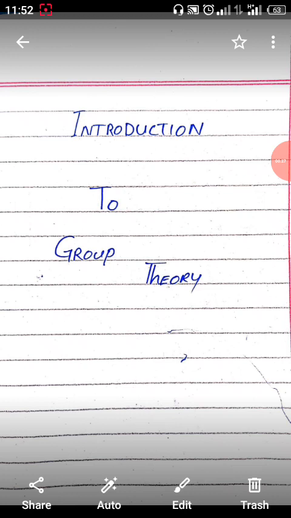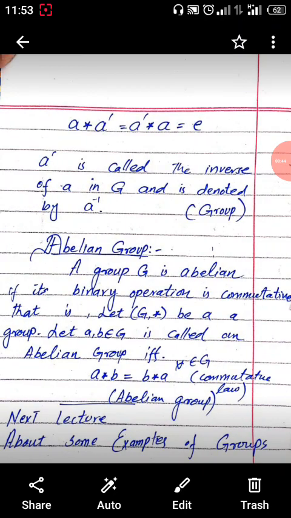So let's start about group theory. Today we will study which non-empty set we can say is a group, and which conditions it should follow. So let's start.